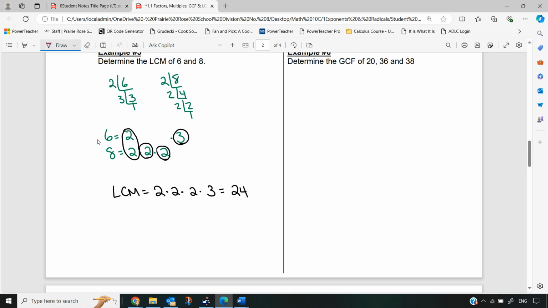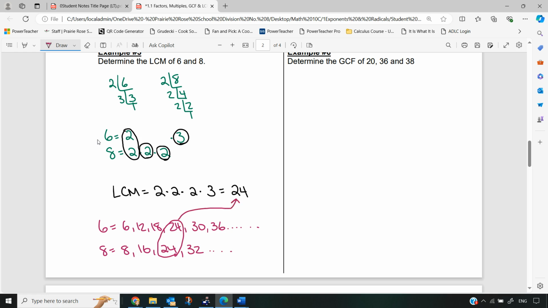These are small numbers, so this might be a good way to check your work. I think about my multiples of 6. I've got 6, 12, 18, 24, 30, 36, and so on. And I could just keep writing them until they line up. 8, I've got 8, 16, 24, 8 times 4 is 32, and so on. But I've already come across ones that are in common. And notice that my LCM is 24.